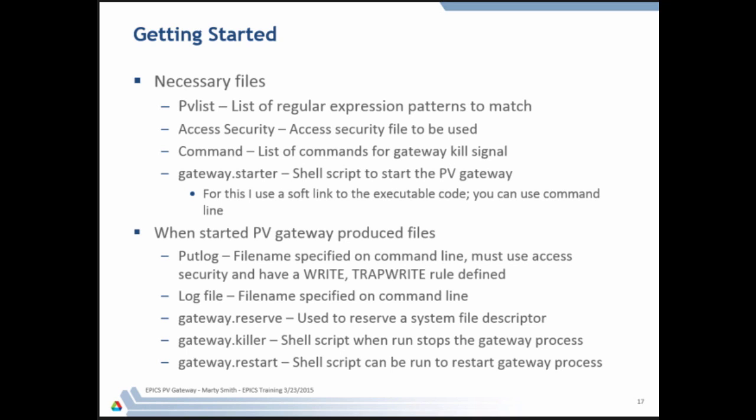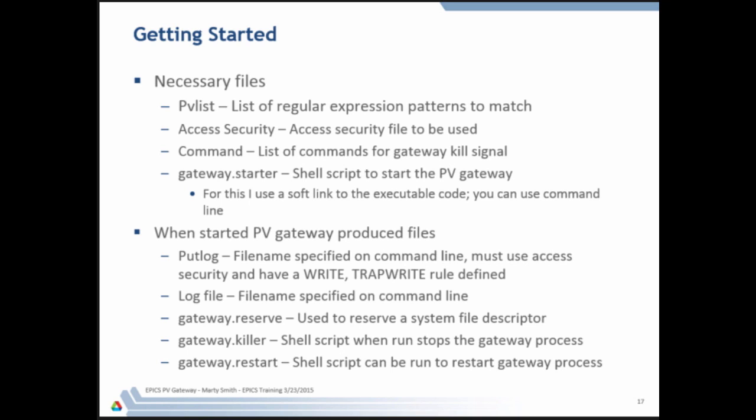The access security file needs, at a minimum, to allow read access to everything. I have never loaded or run a gateway without the access security file. I don't know what will happen. I suspect, though, that you won't have read or write access to any PV. It's a lot like if you load channel access security on an IOC and don't load an access security file, then you'll never make a connection to it. So I think it's similar to that.